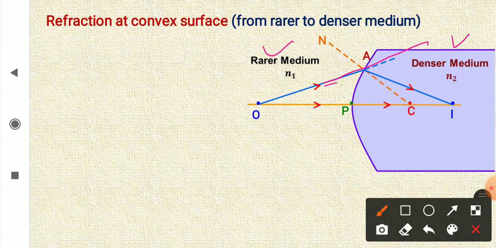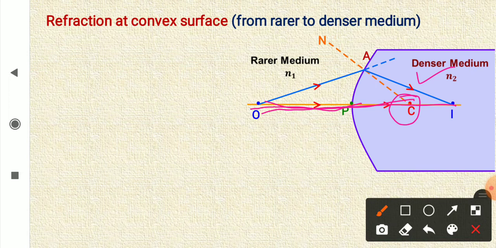So the original path of the ray is this, and the normal is along this in the denser medium. So the light bends towards the normal and it moves along this path, right? So one ray is this, and if we take another ray which is moving along the principal axis, just look at it, it is moving along the normal because it is passing through the center of curvature.